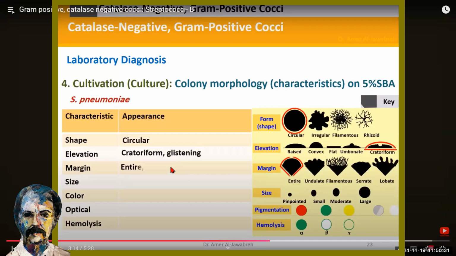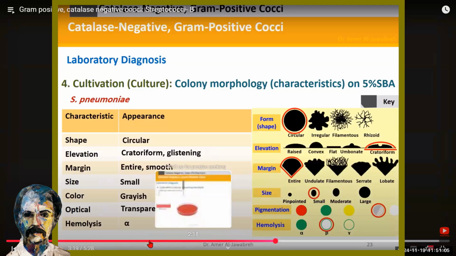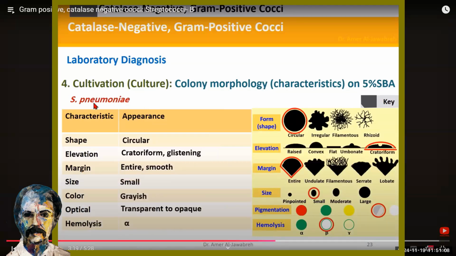Glistening, shining, margin entire and smooth, small, pinpointed. All Streptococci are small and pinpointed, all of them. Grayish, transparent to opaque, so it can be this or that. Hemolysis, this is alpha. This is the main Streptococcus that produces alpha hemolysis, partial hemolysis with green discoloration. Another one is viridans Streptococci.